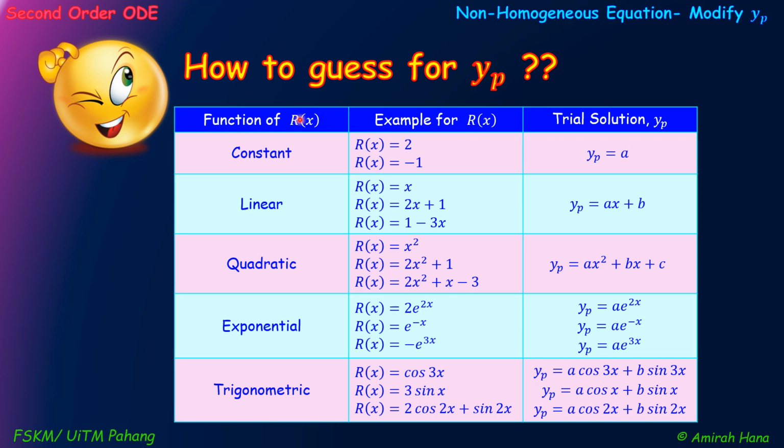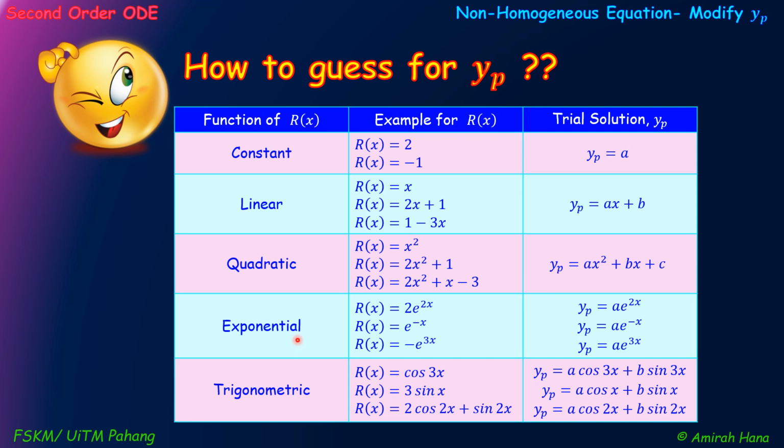Let's say Rx is a quadratic function. For example, x squared only means quadratic function. And maybe quadratic function 2x squared plus 1, or maybe 2x squared plus x minus 3. So our trial solution YP should be ax squared plus bx plus c, right?